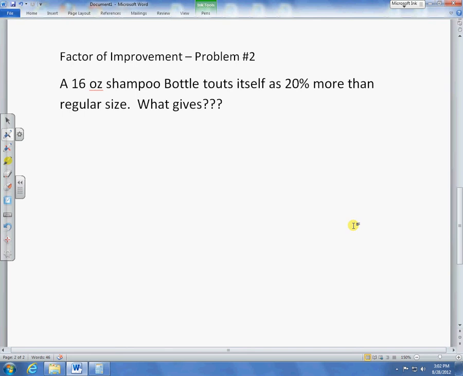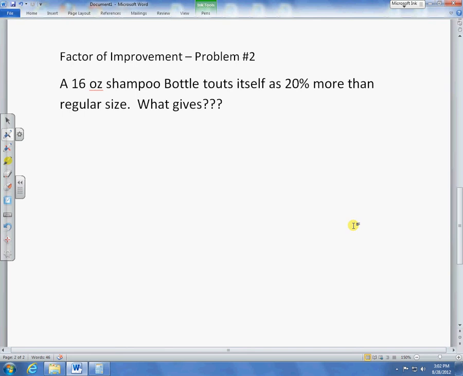I'm maybe in a shower there, and I got a shampoo bottle, and on that shampoo bottle, it's a 16-ounce shampoo bottle, and it touts itself as having 20% more than the regular size. All right, so the question is, what's the regular size of this particular shampoo bottle?